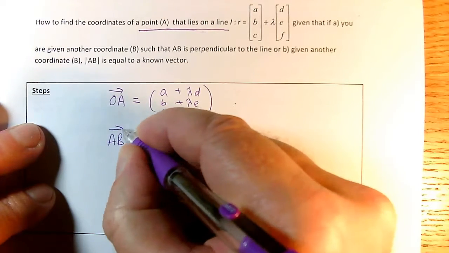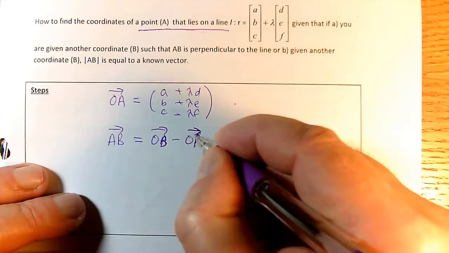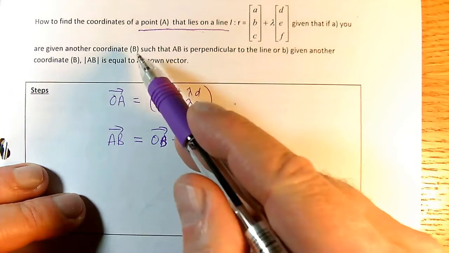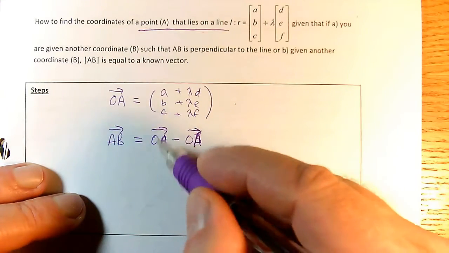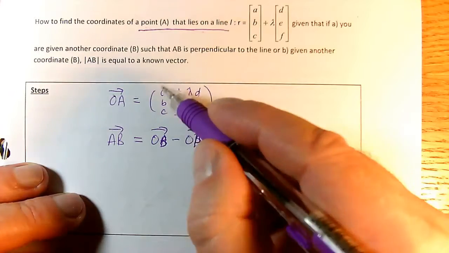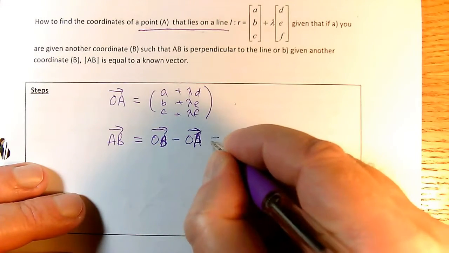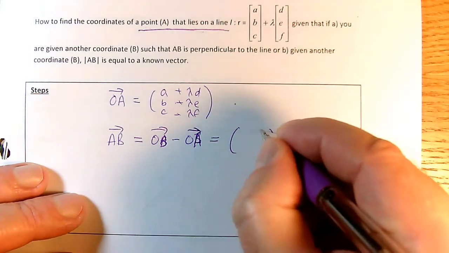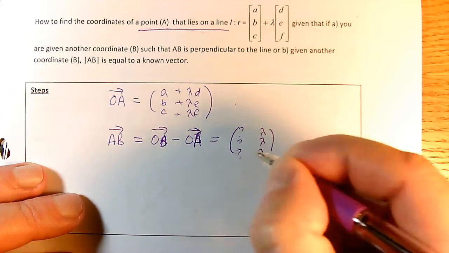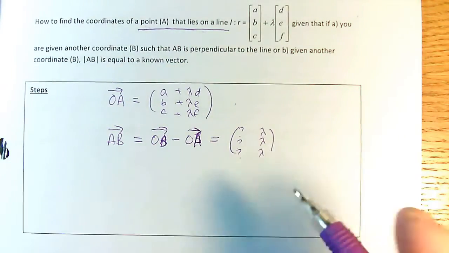So AB, well, if I've got OA, then I'm just going to do OB minus OA, if I can get that right. OB is going to be the position vector of B, which you know, because that will just be a normal vector. And this OA will be this vector here, which will have lambdas in it. A, B, C, D, E, F will be numbers, so that won't be too bad. So we'll get AB will be some kind of vector which will have lambda terms in them and number terms in them.